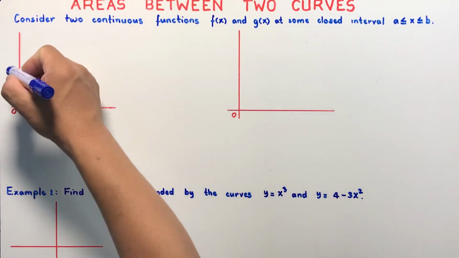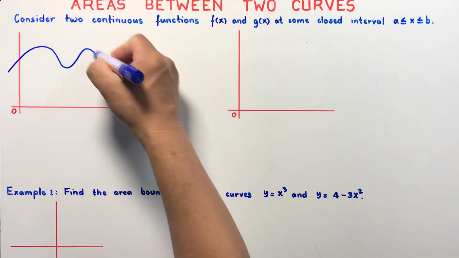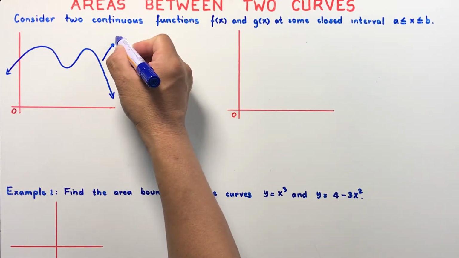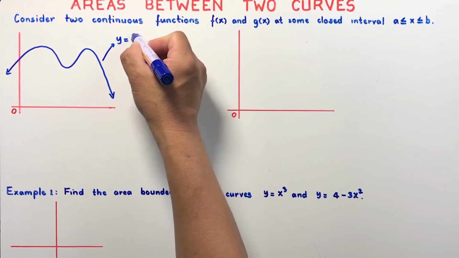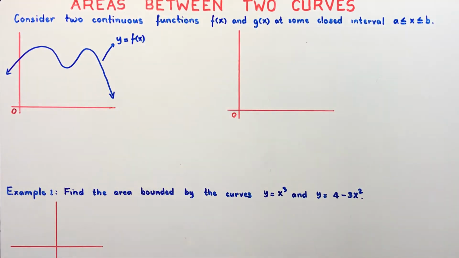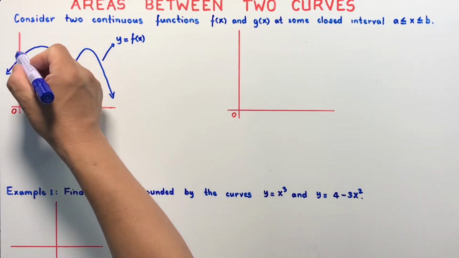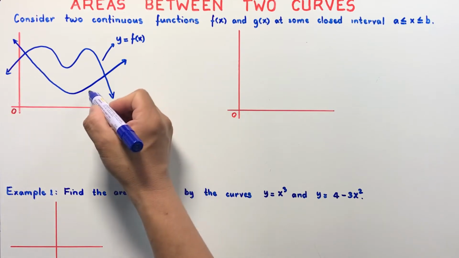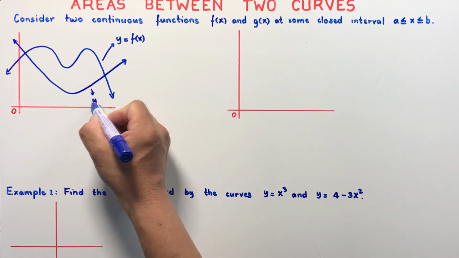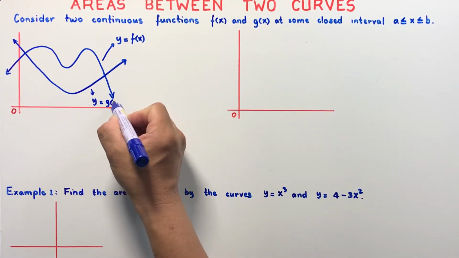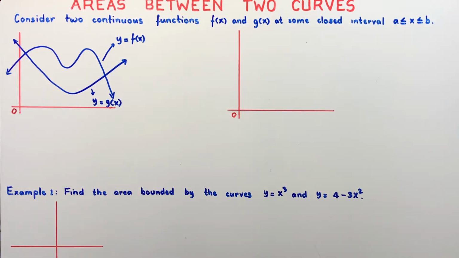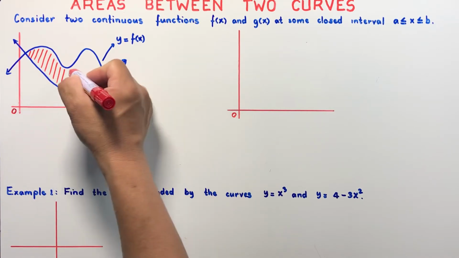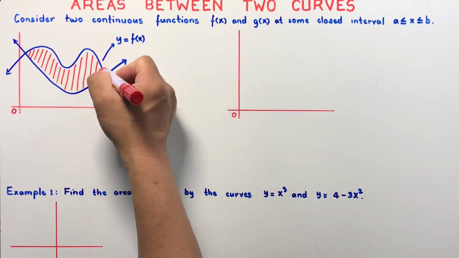Now, suppose this is the graph of our f function. So, this is the curve defined by the function f of x. And suppose we have another function, say this function that is defined to be the graph of the g function. Now, our goal is to find the area bounded by these two curves.